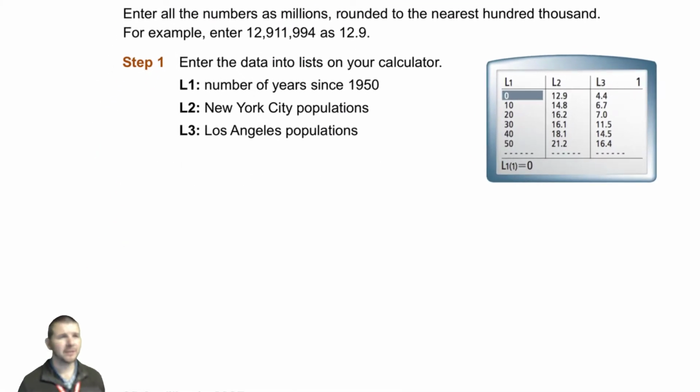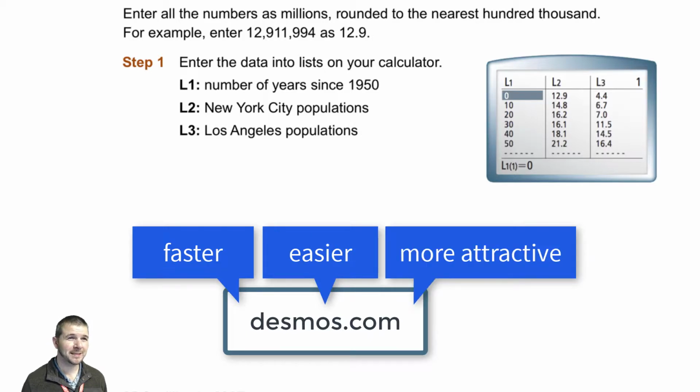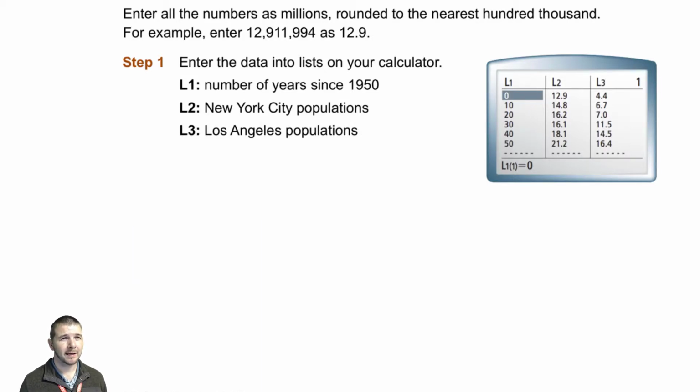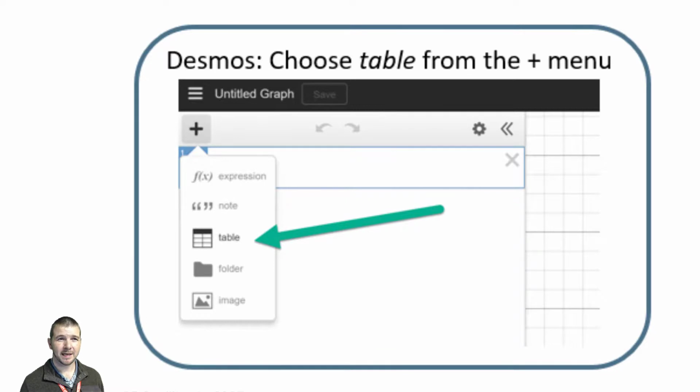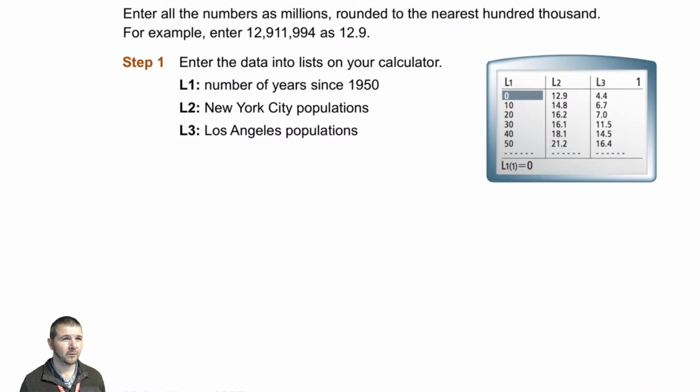Step 1. Enter the data into lists on your calculator. So we'll create a table of values with L1, L2, and L3 on a graphing calculator as shown here at the right, or recall this may be an even faster, easier, and more attractive process at desmos.com. In the case of Desmos, you would click the plus sign and select a table, and then fill in values very similarly to the steps you'll see here with these screenshots of what a graphing calculator may look like.